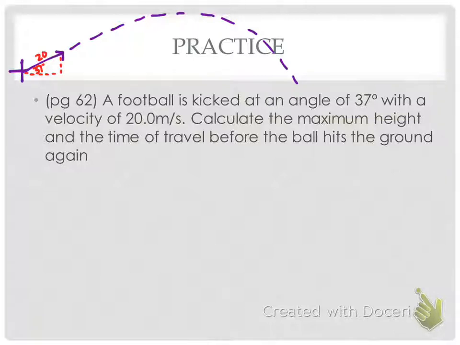Okay, so we want to find two different parts, the maximum height and the time of travel before the ball hits the ground. Okay, so this is what our path looks like. This is a super zoomed in version of that initial kick, right? When it becomes a freely falling object, this is a very zoomed in version. So it's really not going to travel at that angle for very long, right? This is just a zoomed in version so that we can see that initial velocity.